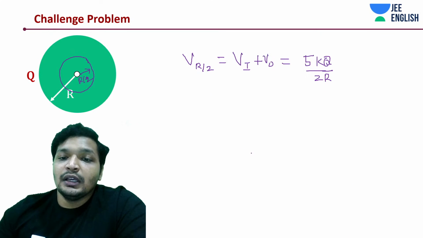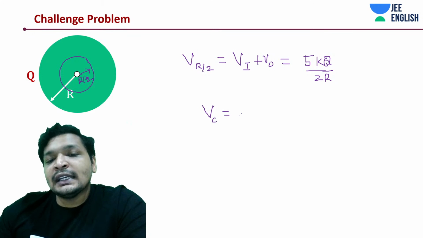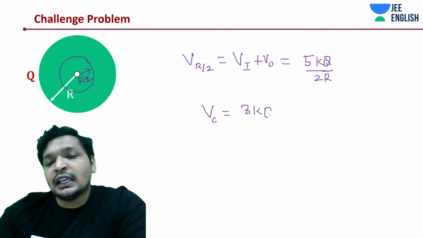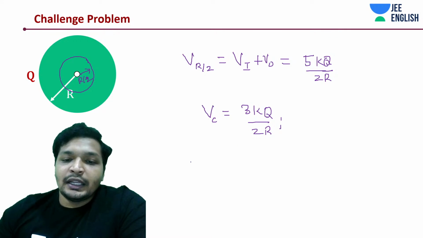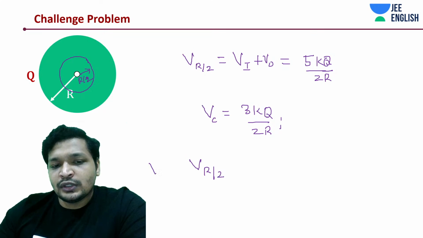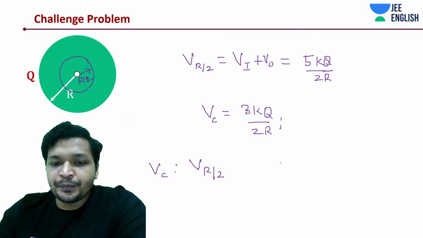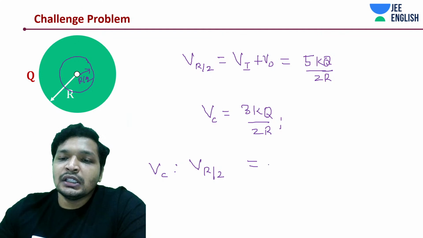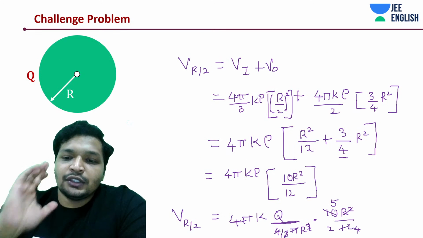R cube. Okay. At the center, we already derived it. It is 3k by 2r. The ratio of that at the center to that at r by 2 is being asked. Center to that of r by 2 is going to be how much? 3:5. Just a moment, it should not be 3:5, right?